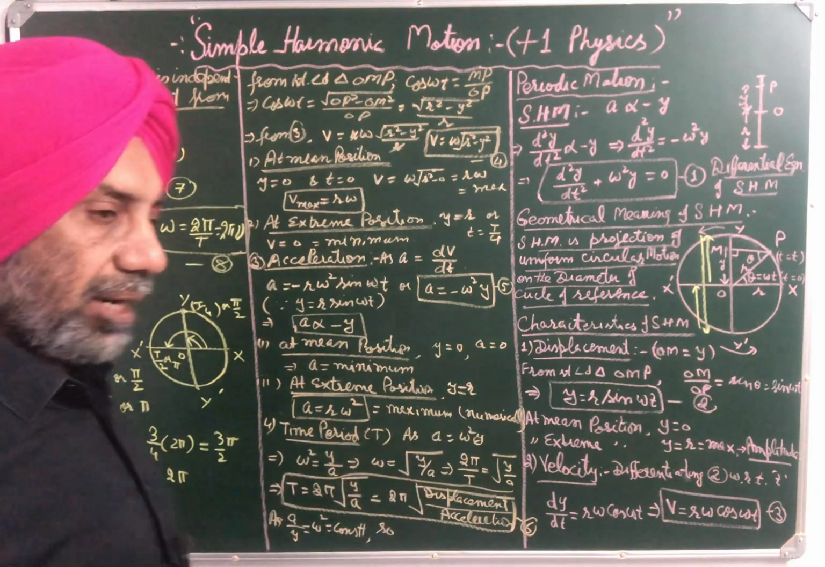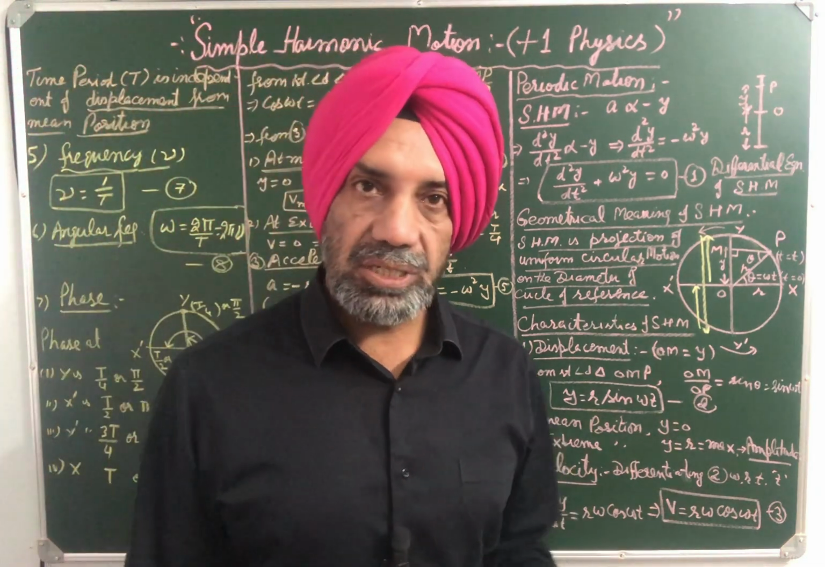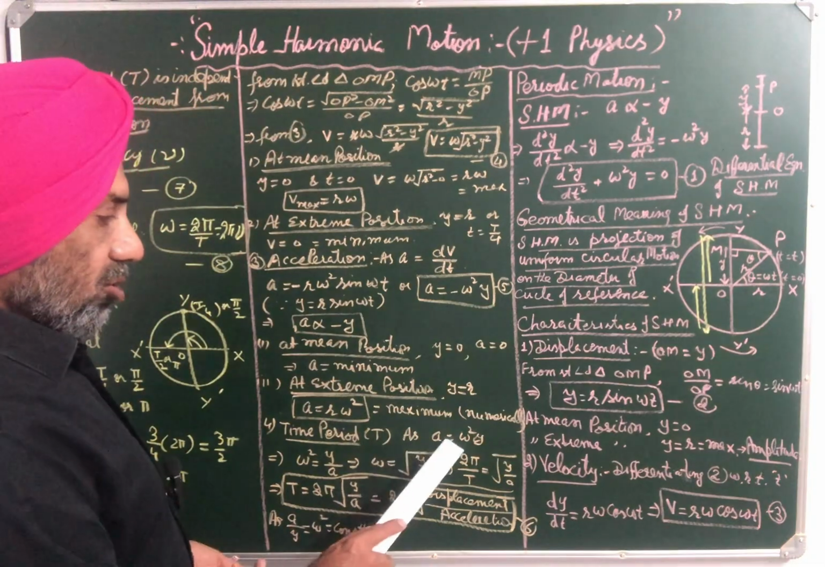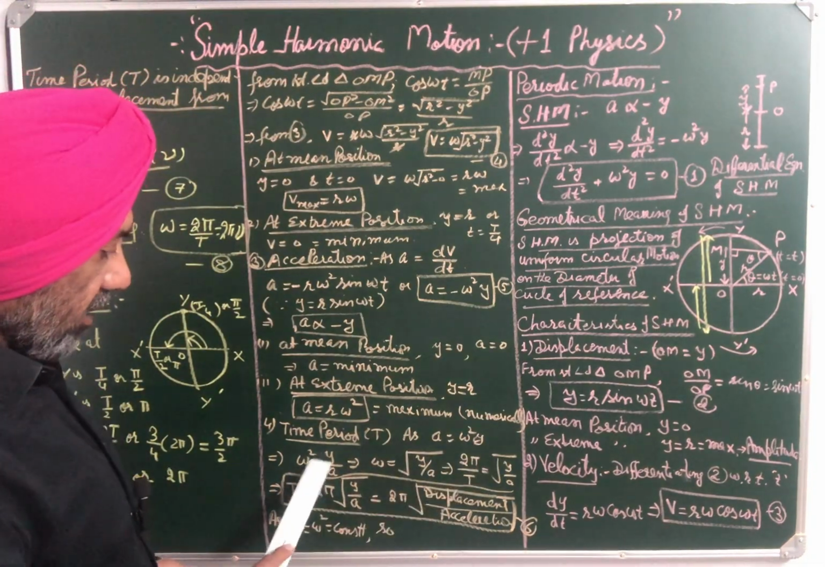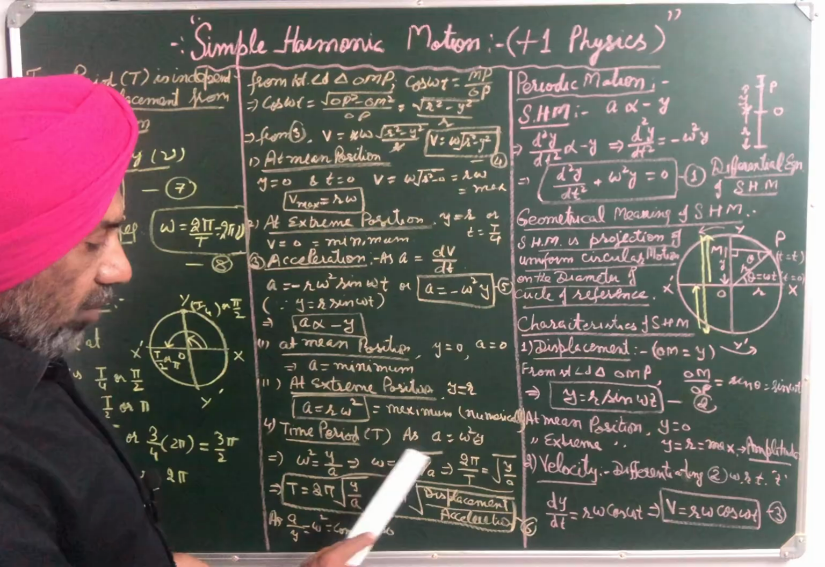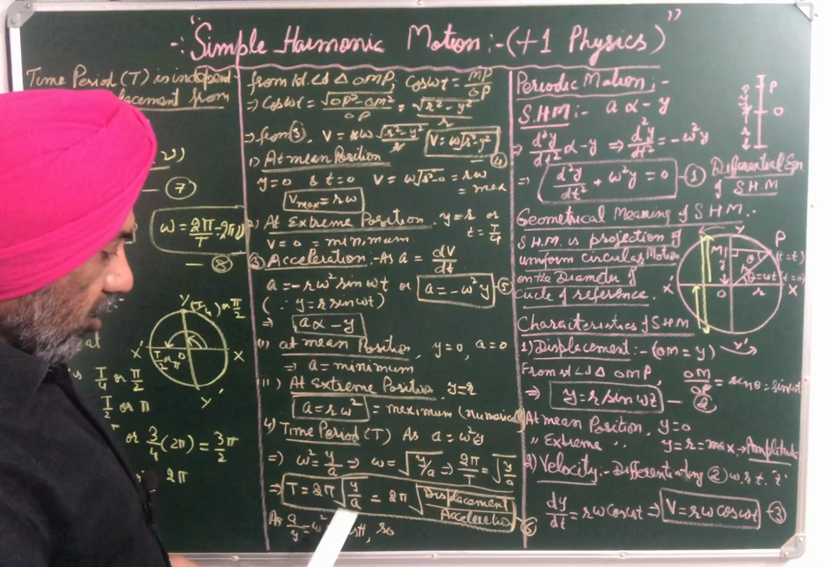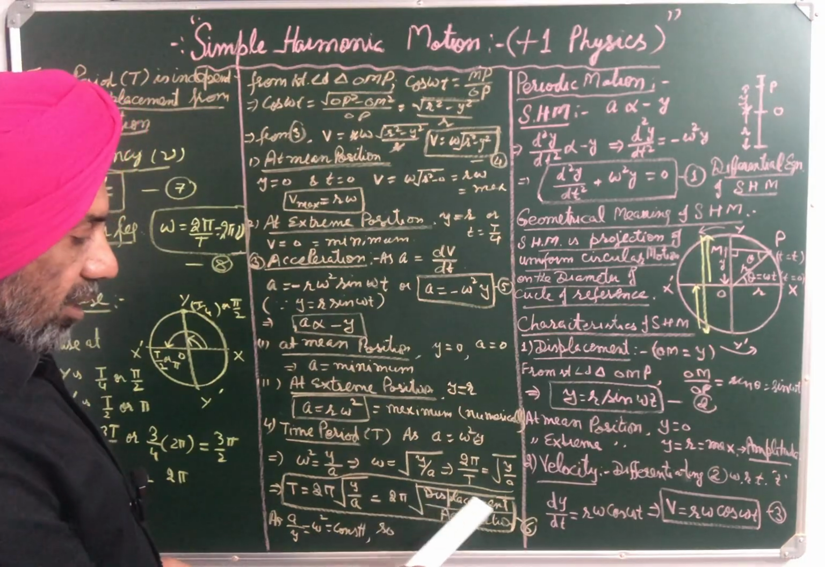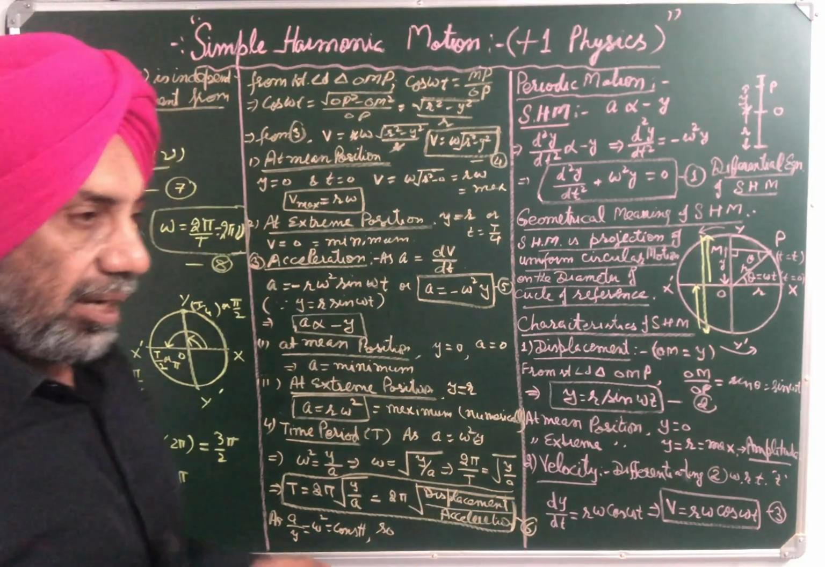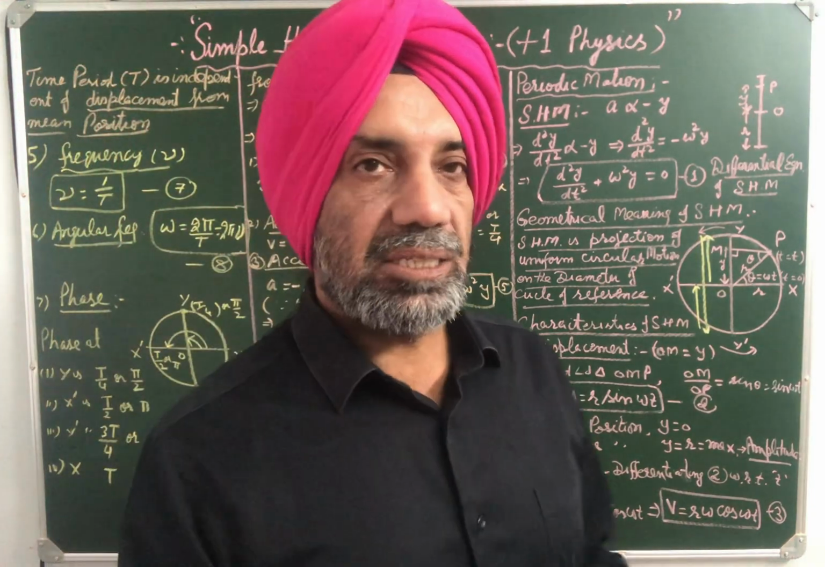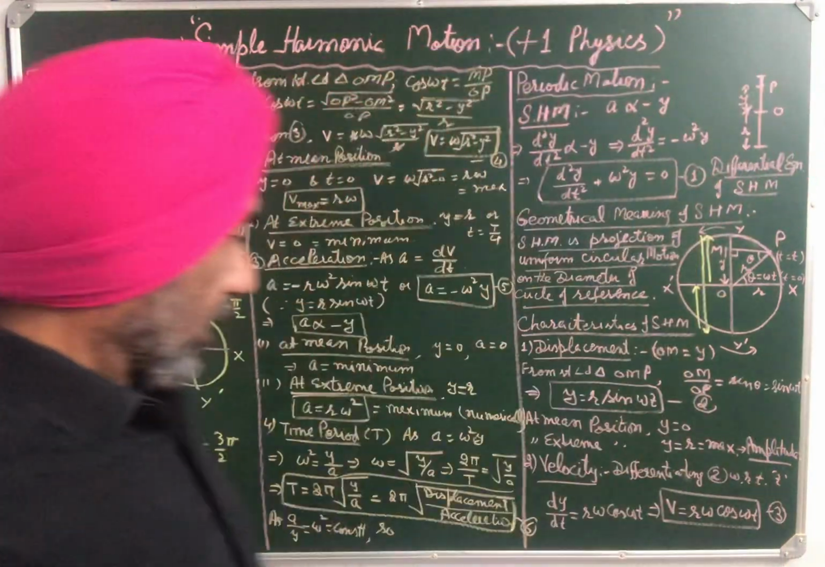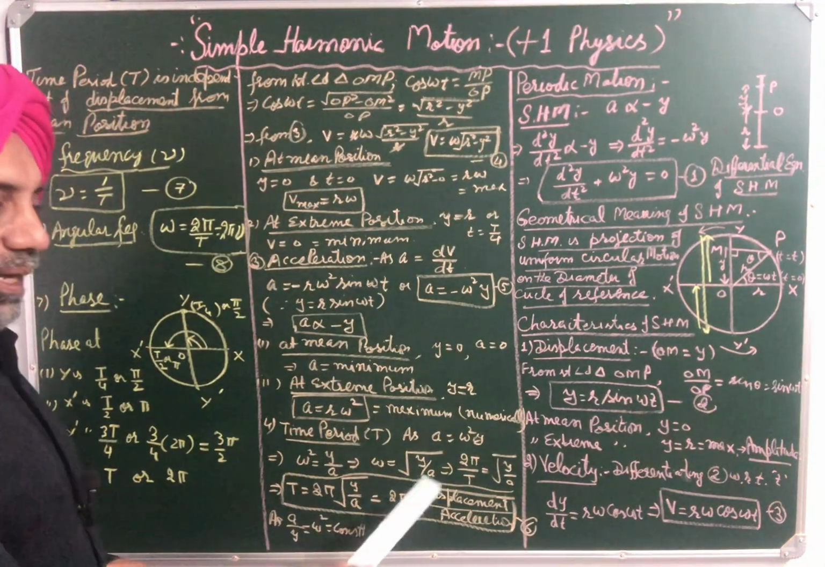Then the time taken to complete one vibration or one oscillation is called time period. As a is equal to omega square y, from this we can find omega square is equal to a upon y, or omega is equal to root of a upon y, or omega is 2 pi by T, or T is equal to 2 pi under root y upon a, or T is equal to 2 pi under root displacement upon acceleration. It is the time period of a particle executing S.H.M.